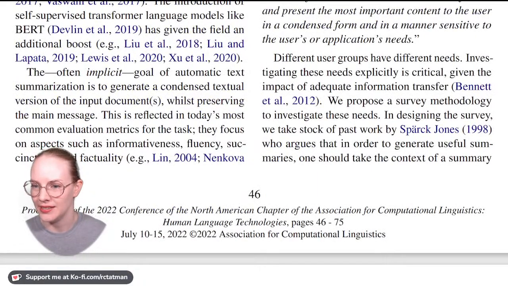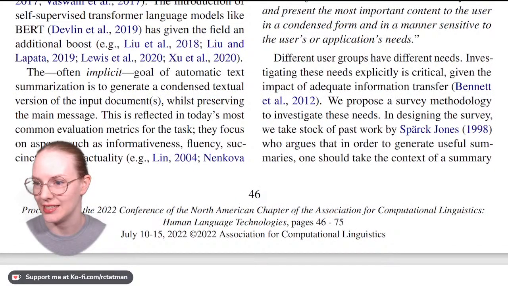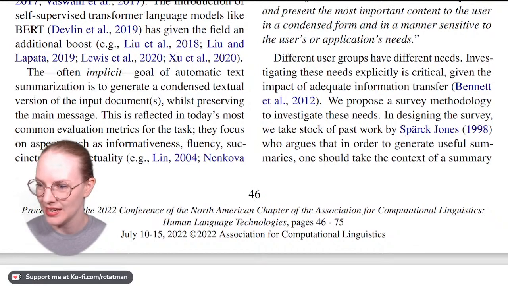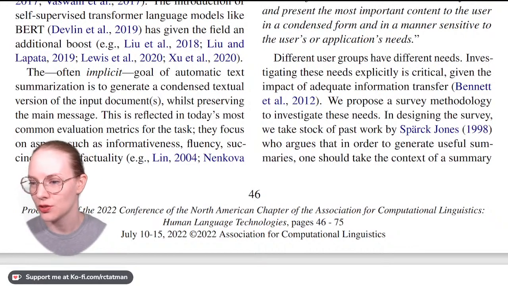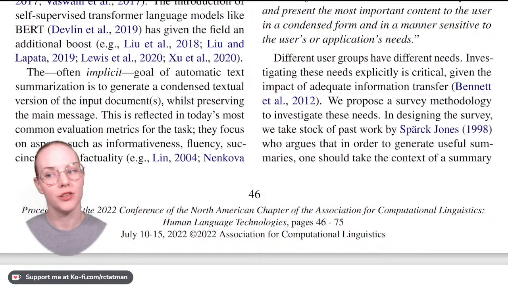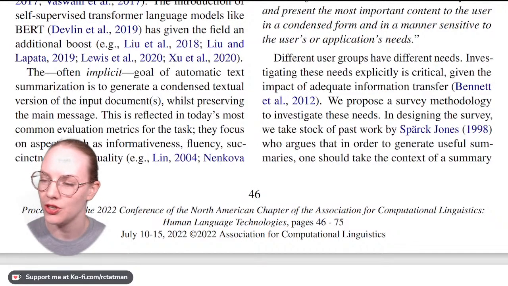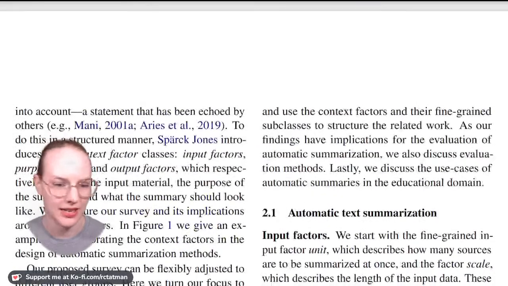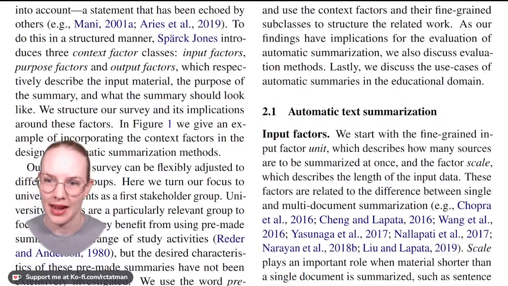Different user groups have different needs. Investigating these needs explicitly is critical, given the impact of automatic information transfer. Nope, adequate information transfer. We propose a survey methodology to investigate these needs. In designing the survey, we take stock of past work by Spark Jones, who argues that in order to generate useful summaries, one should take the context of a summary into account, a statement that has been echoed by others. To do this in a structured manner, Spark, I'm just going to say Spark, if that's incorrect and some of you know how it's said, please correct me.